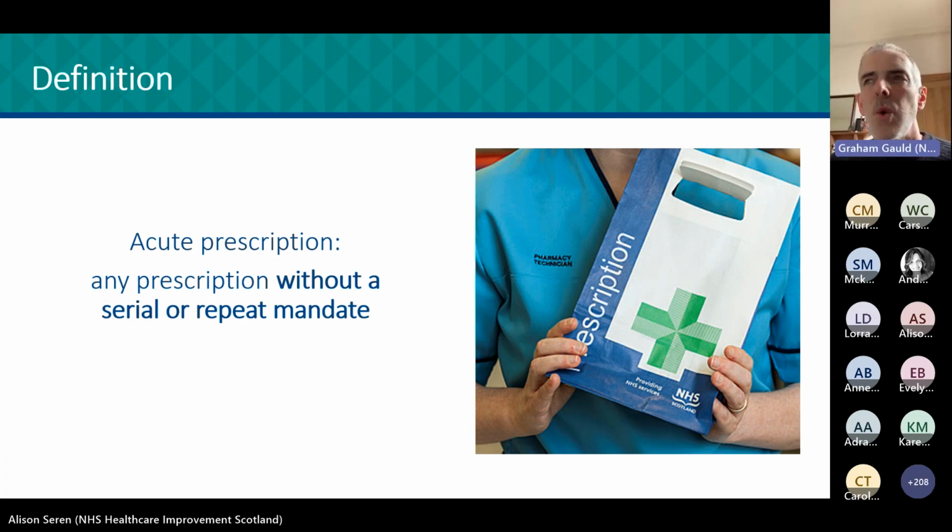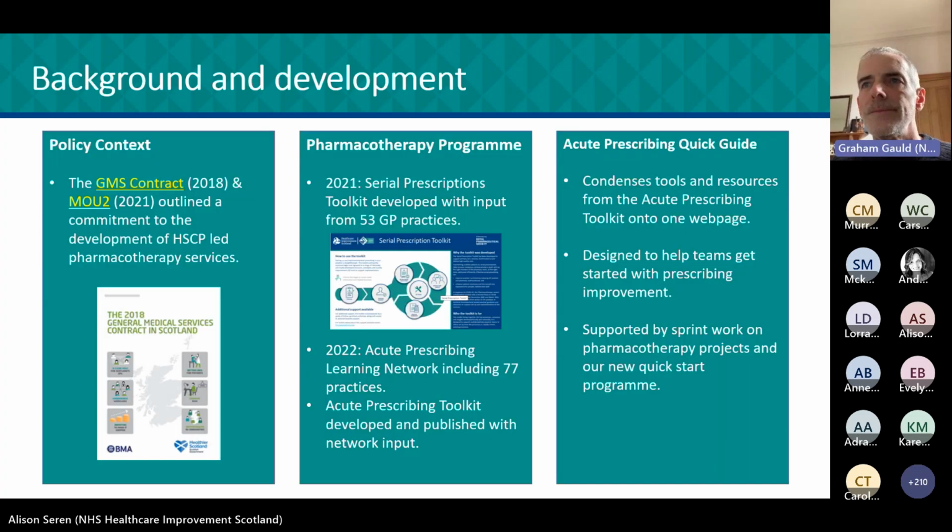It's important to understand what an acute prescription is. And the simplest definition that we've come across that's useful to use is that an acute prescription is any prescription without a serial or repeat mandate. So that would include any prescription that's occurring, as I've already mentioned, in a consultation, but also these special requests that come in on a variety of routes into the practice on a daily basis. Next slide, please.